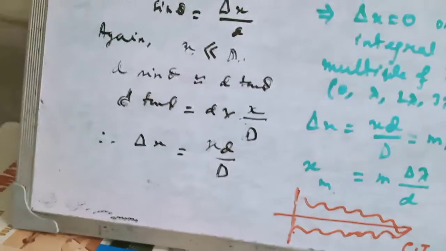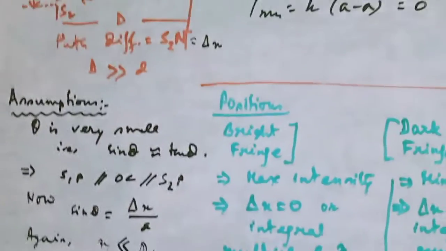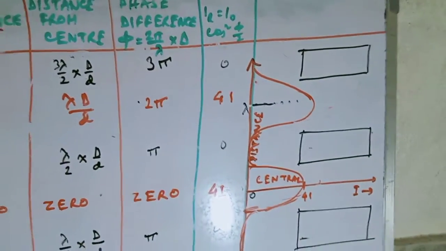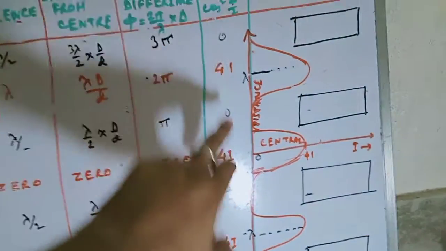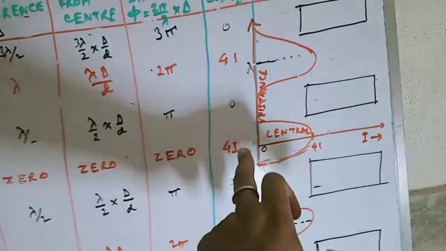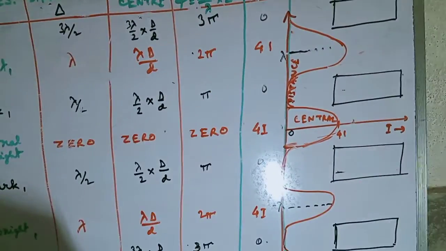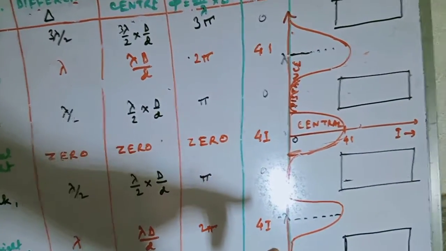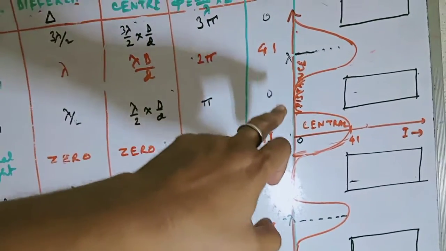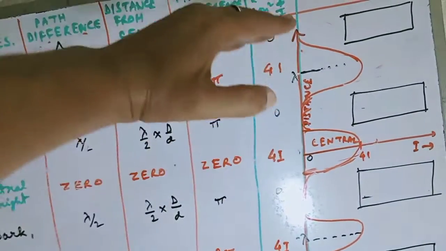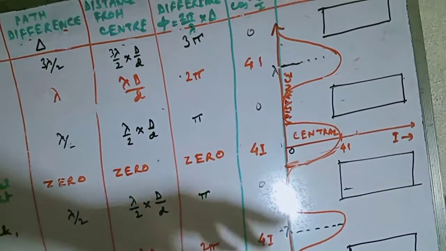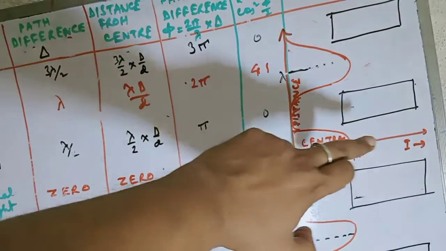Now what about the position of the bright fringe and the dark fringe? I have said that there will be alternate dark and bright fringes in this experiment, in this region. Alternate bright and dark fringes will be observed. See here, this is the graph drawn here. Intensity is along the x-axis and the distance from the origin, positive direction this one and negative direction this one. This is the position of the bright fringe.